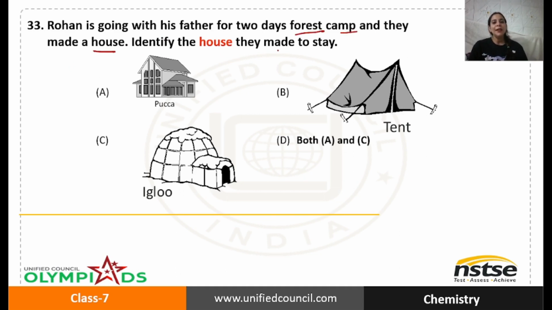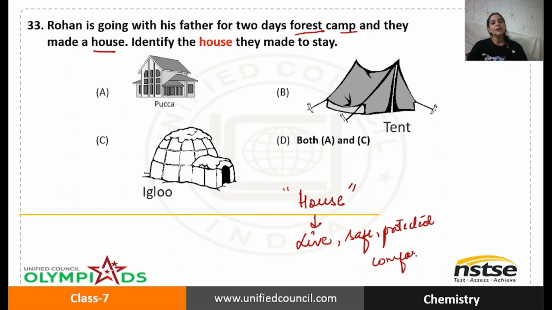Identify the house they made to stay. Now if I talk about house, so what exactly the house is? House is a place where we all live. It is a place where we all feel safe, we feel protected, and above all we all feel comfortable. So there are different kinds of houses.